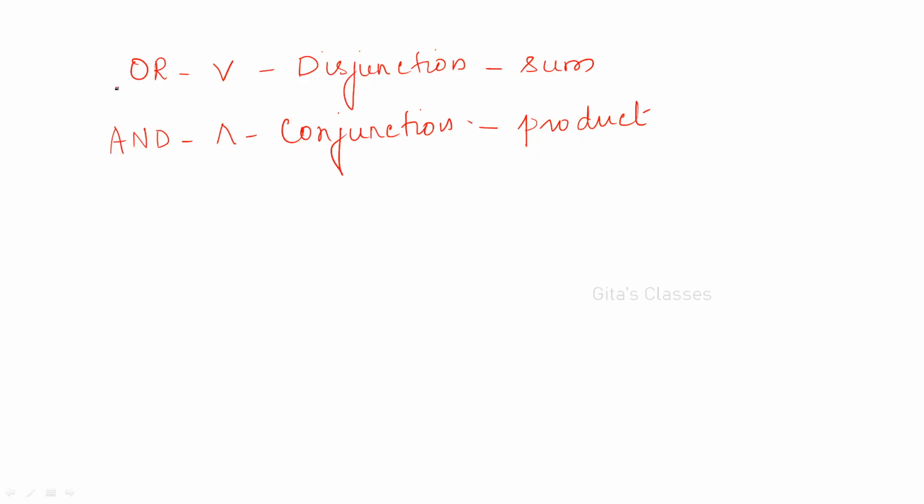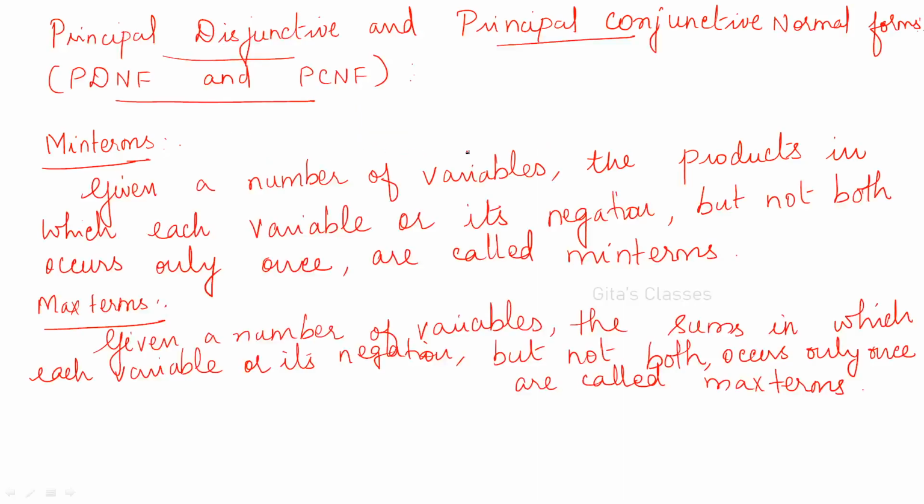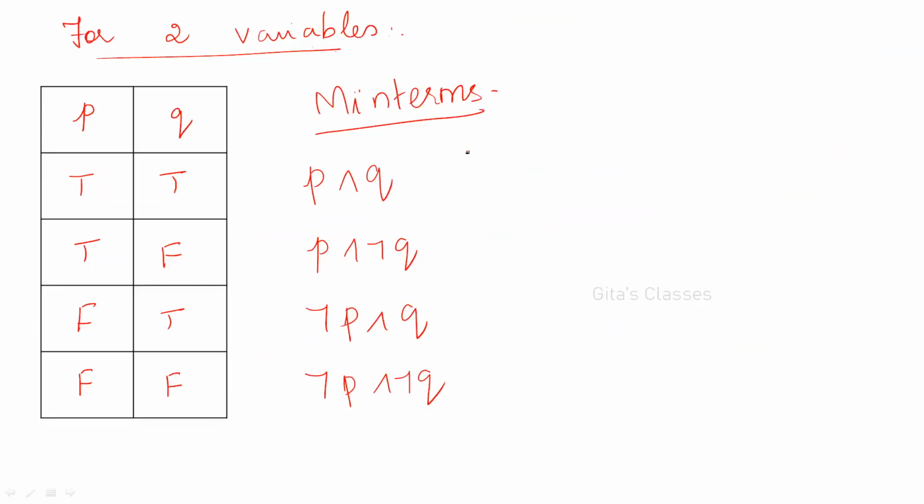As I told you in the first class itself, you have to remember these things. OR means disjunction and sum, and AND means conjunction and product. And we have seen DNF and CNF, that is sum of products and product of sums. So in principle, disjunctive and conjunctive normal forms, you must have variables or its negation, but not both. Okay. So I have explained all these things in the previous class.